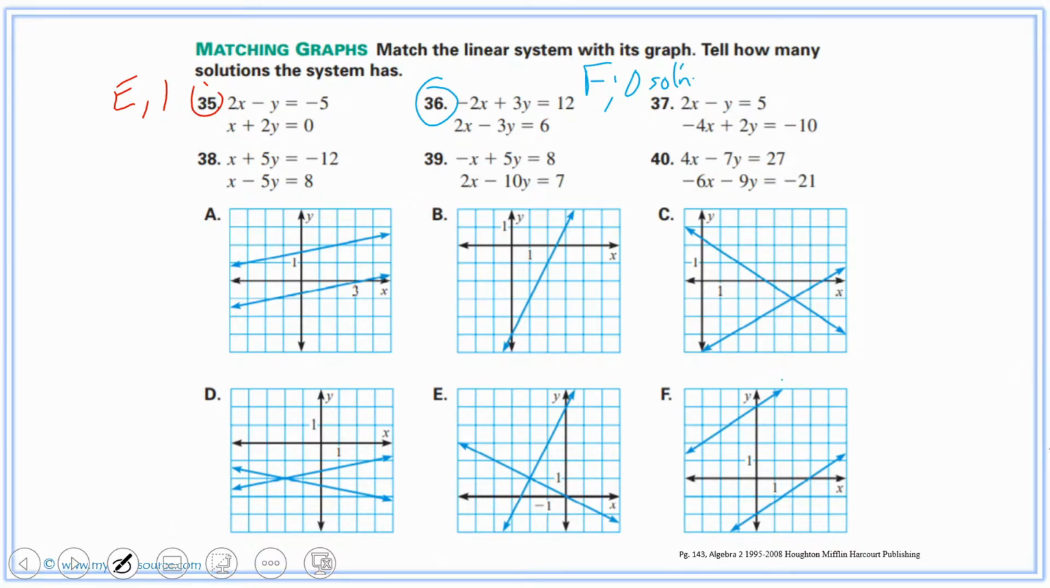All right, so let's look at the last one, number 37. For number 37, we can look at this, and you can see that this one is a multiple of -2.